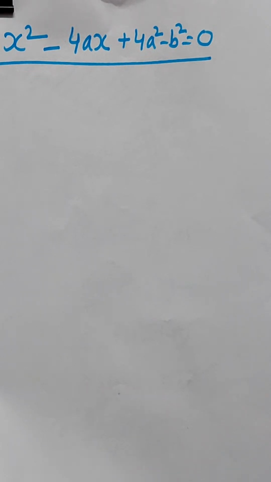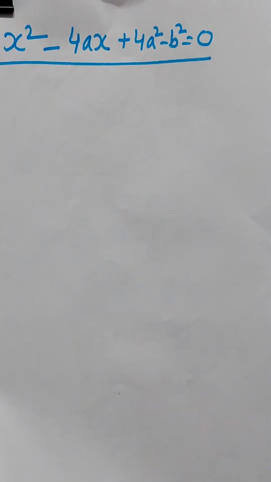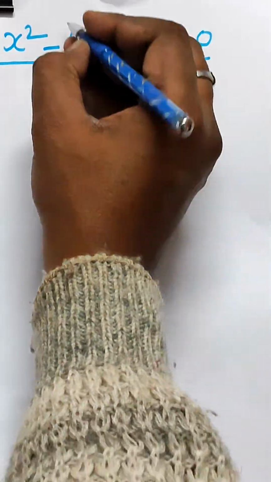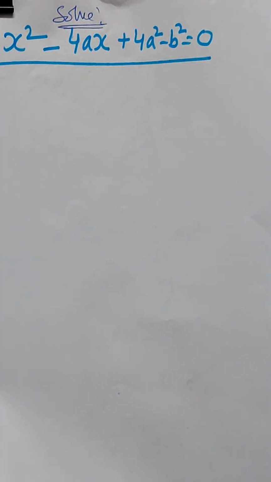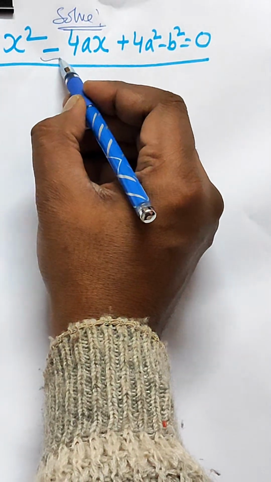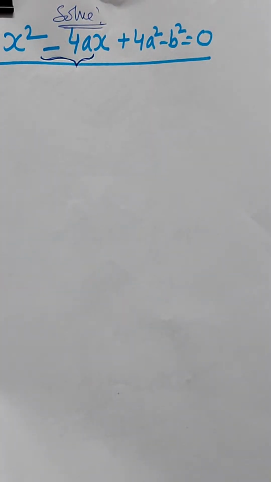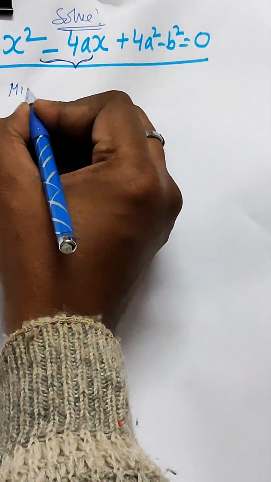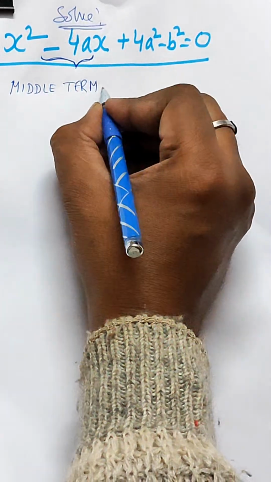What we will be doing in this question, we need to find the value of x. Okay, so here we need to solve it. To solve this question, what will we do? We will split the middle term. This is the middle term which we are having, minus 4a. Minus 4a is the middle term, right? So we will just split it.